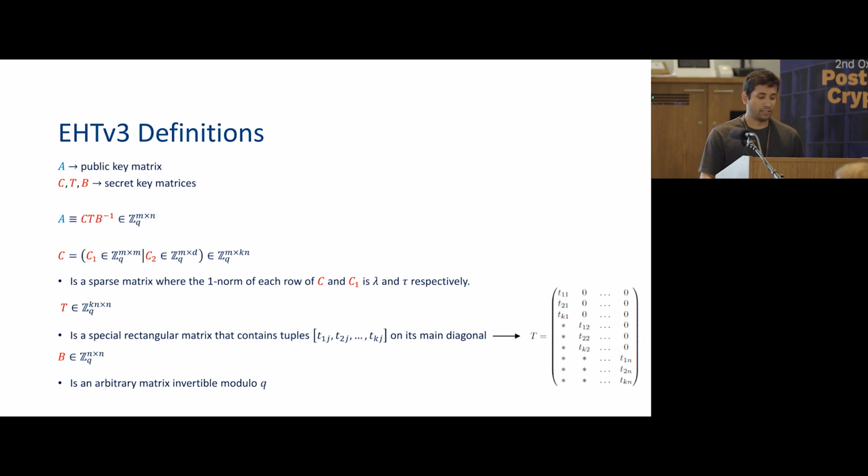Then we have T, it's a special rectangular matrix, our trapdoor. It contains tuples on its diagonal, which you can see in the structure that tries to summarize it. So we have the tuples on the diagonal with random entries below them and zeros above them. And B is an arbitrary matrix that is invertible modulo Q.